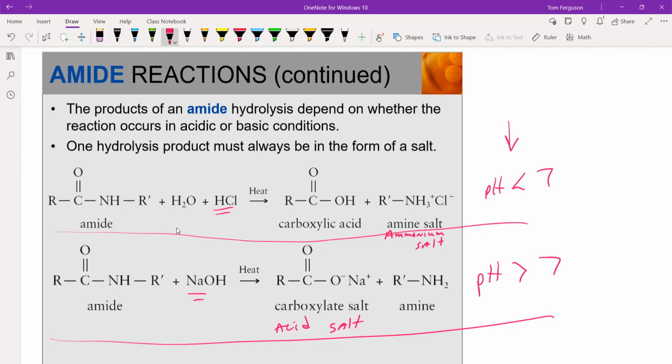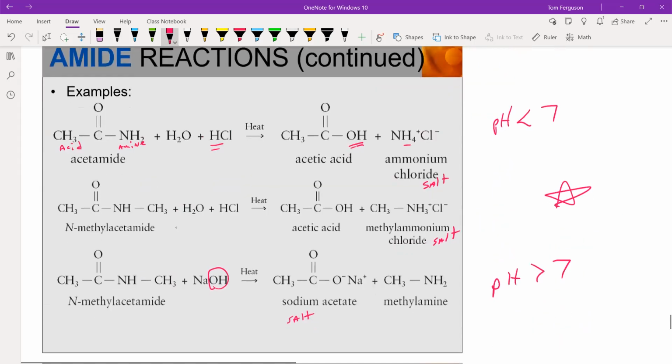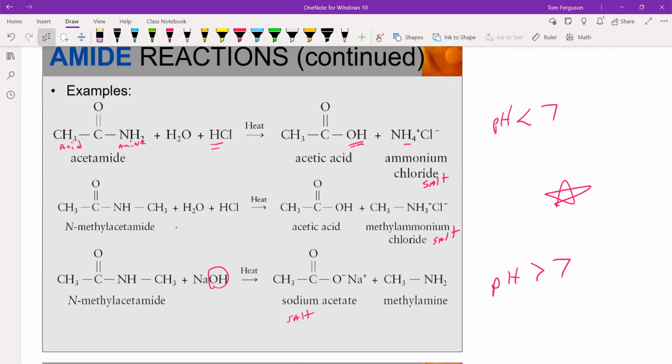If it's an acidic environment, you're going to end up with the acid plus the amine salt, which is the ammonium salt. In an alkaline environment, we're going to end up with the salt of the acid and the plain amine. So know that. Okay, so we have an acidic environment being hydrolyzed with water. So that means what's going to happen is we're going to end up with that H going over there, giving us the ammonium chloride and the acid.